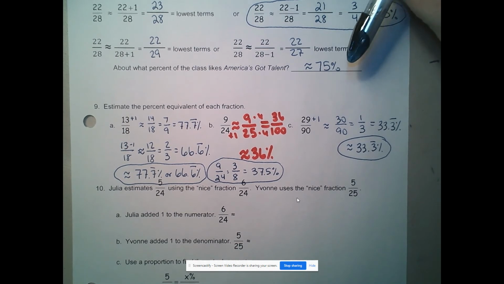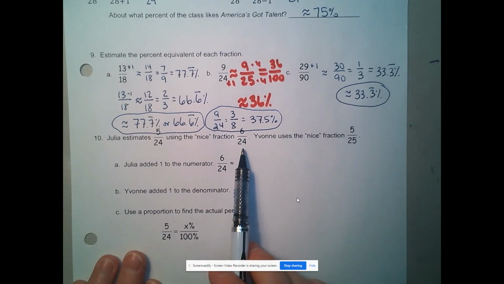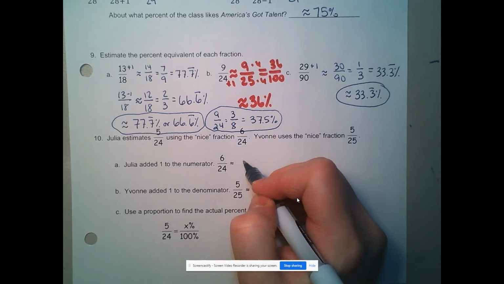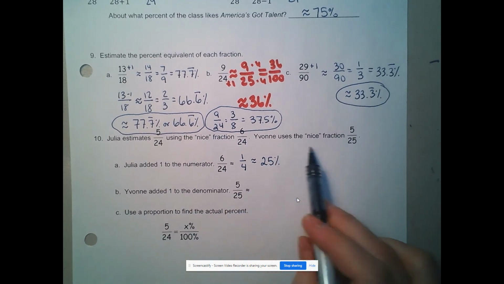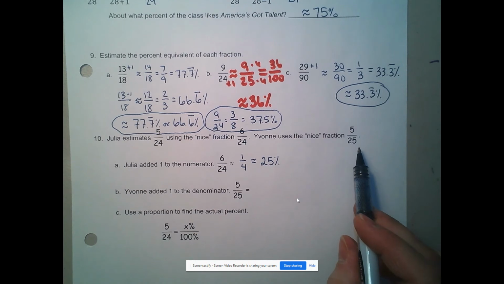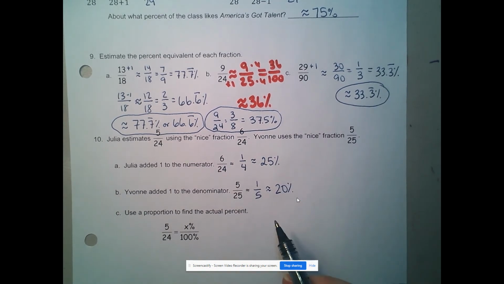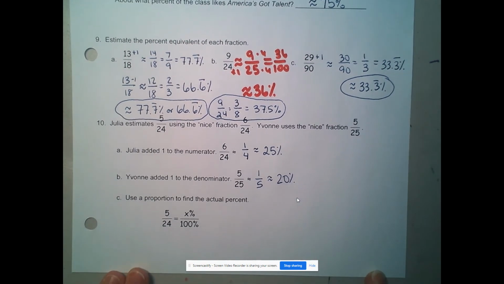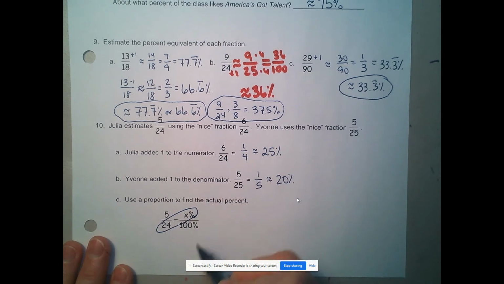Now, Julia estimates 5/24 and she goes to the nice fraction 6/24, right? So she added 1 to her numerator. So the 6/24 is going to be approximately 1/4 if you put it in lowest terms, or 25%. Yvonne used the nice fraction 5/25. So Yvonne actually changed the denominator. 5/25 is 1/5, or approximately 20%. Both girls have done something that's fine. They changed either the numerator or the denominator by 1. If we wanted to, just for the heck of it, see whether Julia or Yvonne had a better answer that was closer to the exact, we could solve this proportion.